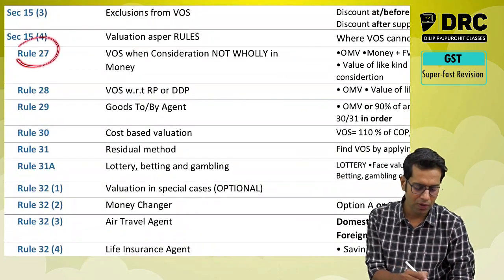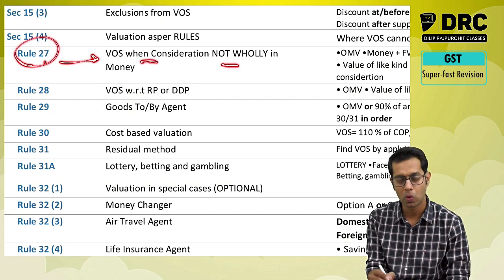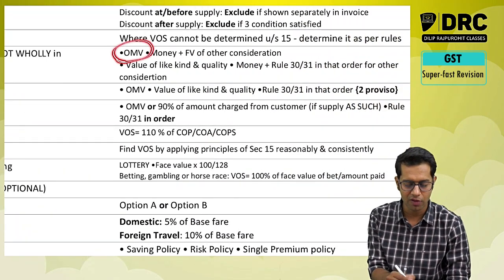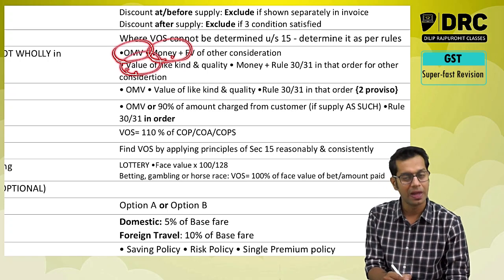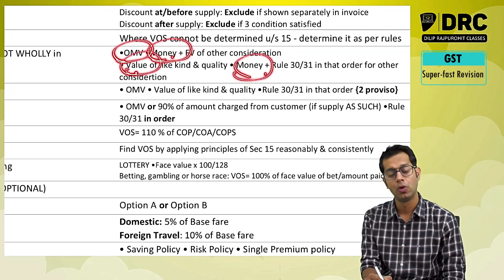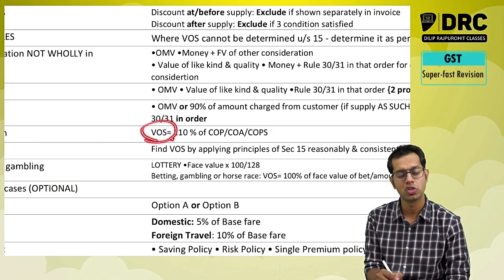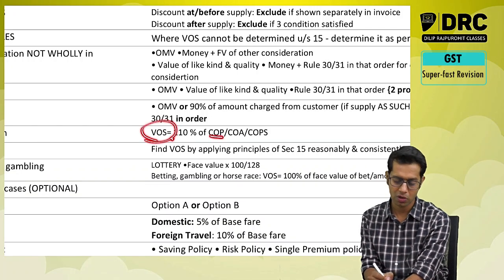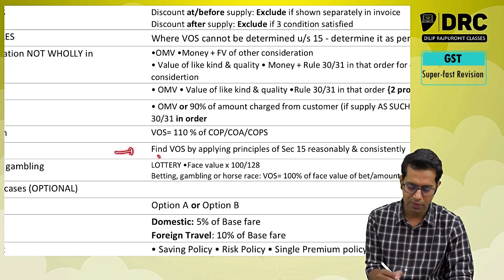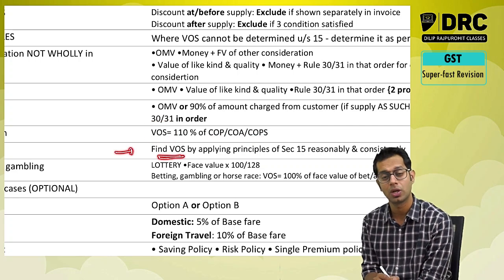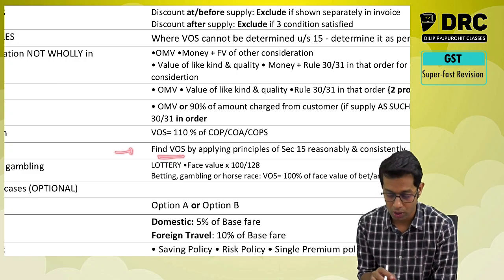The rules of valuation: rule number 27, value of supply when consideration is not wholly in money. If consideration is not wholly in money, value of supply will be open market value, or money plus fair value of other consideration, or value of like kind and quality, or money plus rule 30-31 in that order. Now, what is rule number 30 telling? Cost based valuation. It says value of supply will be 110% of cost of production, cost of acquisition, or cost of provision of services.